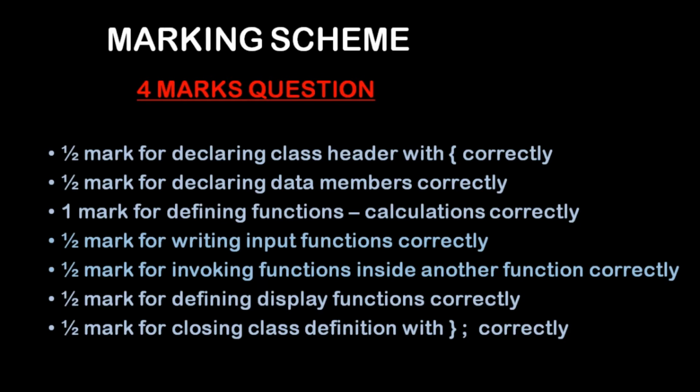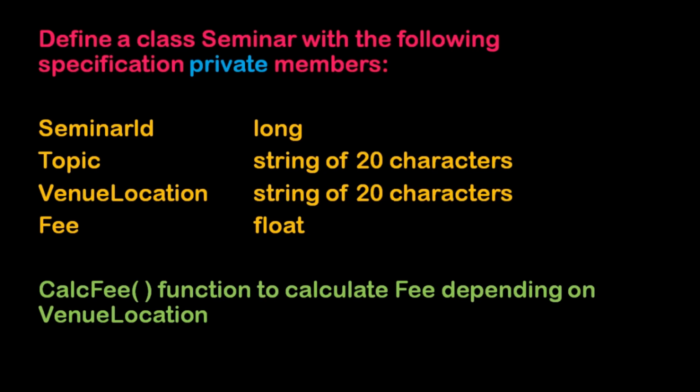Next another half a mark is allotted for closing the class definition with closing bracket semicolon correctly. Don't forget this one. This is a very important one. Most of you make mistakes in this part. Okay. We will see the sample now.